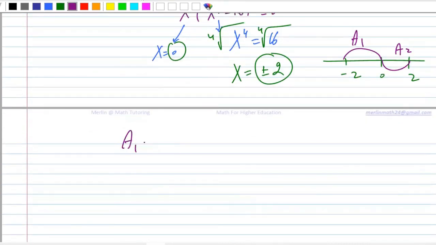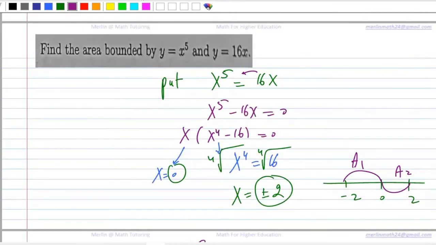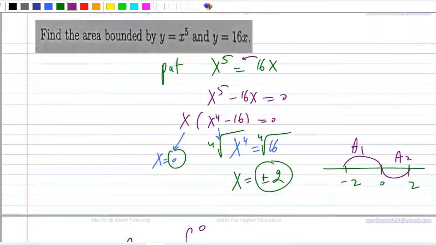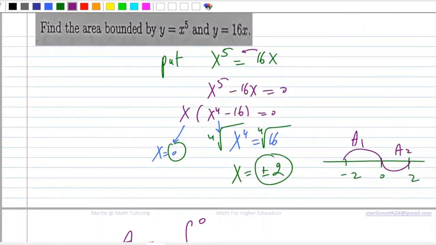Okay, A1 is the integral from minus 2 to 0. A2 is the integral from 0 to 2. Now the next step is to figure out which one is the higher function and which one is the lower function. There are two ways. Either you sketch and have a look, if you are able to tell what these are. The majority of students don't tell, and they are not interested in telling.